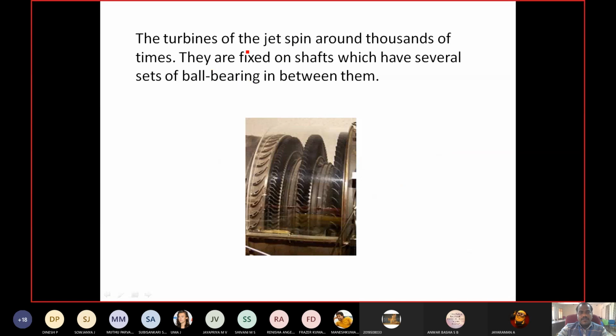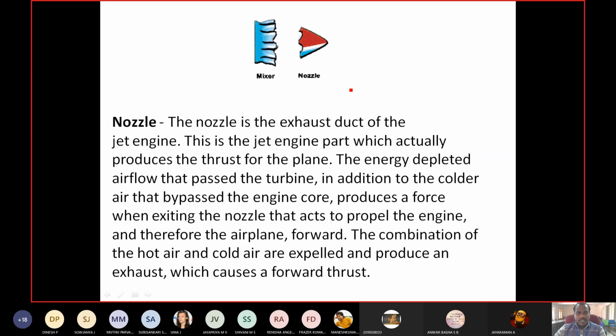The turbine of a jet spins around thousands of times, you know. So they are fixed on a shaft which has several sheets of ball bearings in between them, because the main motive of the ball bearing is to avoid friction, right? So then we can control the friction. This is a rotating part, so we have to provide frictionless operation.